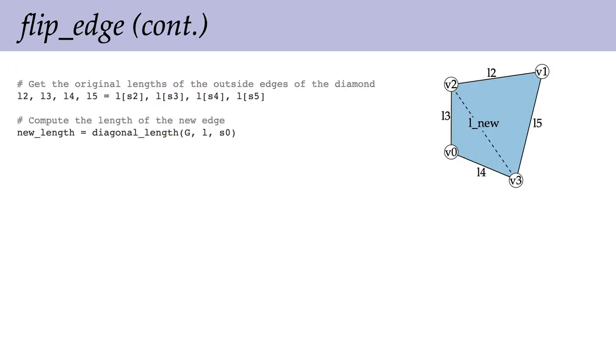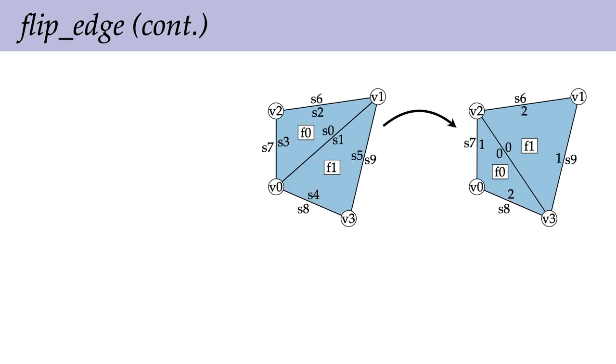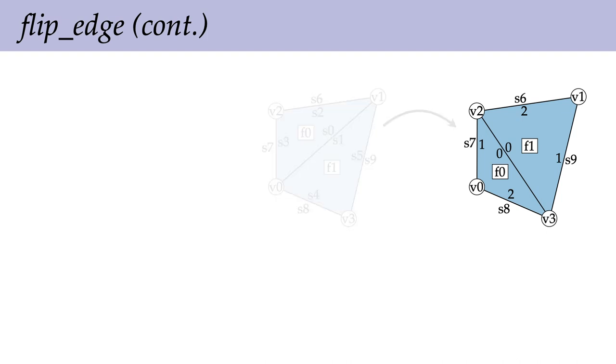We also want to read off a little bit of geometric data. We want to get the length of the four edges along the outside of the diamond. And now we can call our diagonal length subroutine that we wrote before in order to compute the length of this new diagonal edge that we're going to be creating in the triangulation by doing an edge flip. So now that we've assembled all of this data together, we can just store all this data in the right places of our data structure to execute the edge flip.